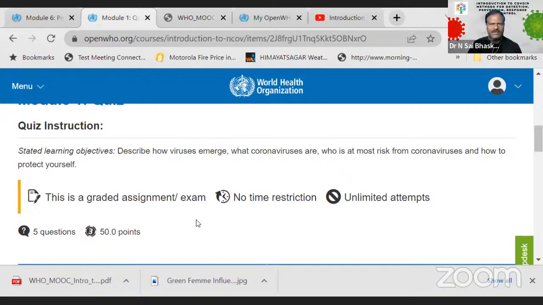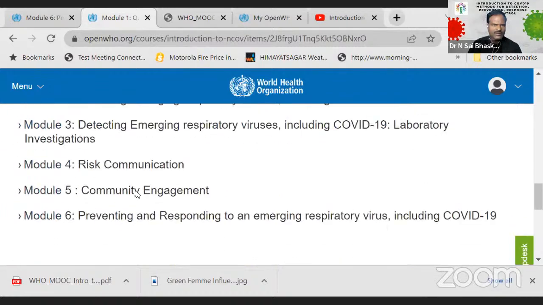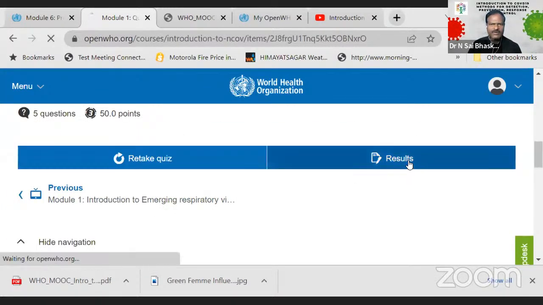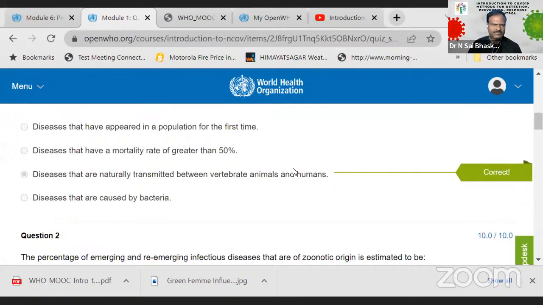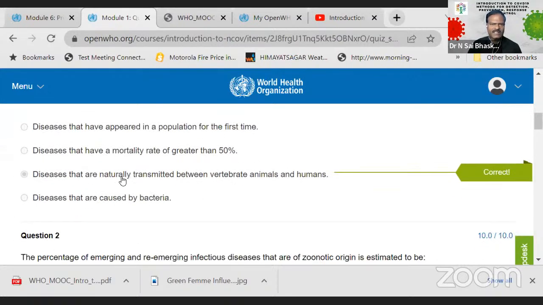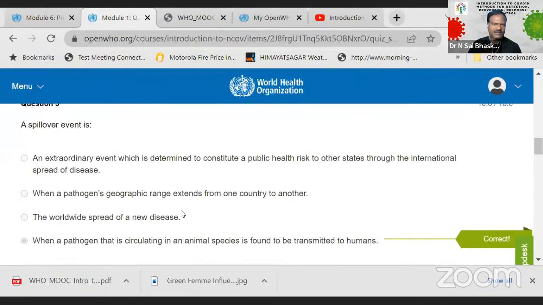Here I have already attempted the quiz. I could attempt again, but you see the results of the quiz already taken. So here you could see zoonotic diseases are diseases that are naturally transmitted between vertebrate animals and humans. That is the correct answer. The percent of emerging and re-emerging infectious diseases of zoonotic origin is estimated to be 70 to 80%.